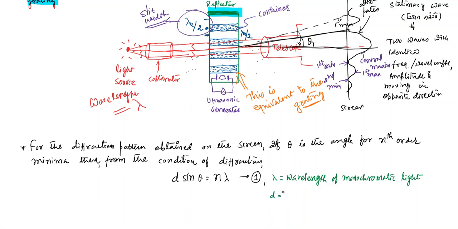And d, this d is the width of slit, and the width of slit is nothing but the distance between two nodal points or antinodal points.